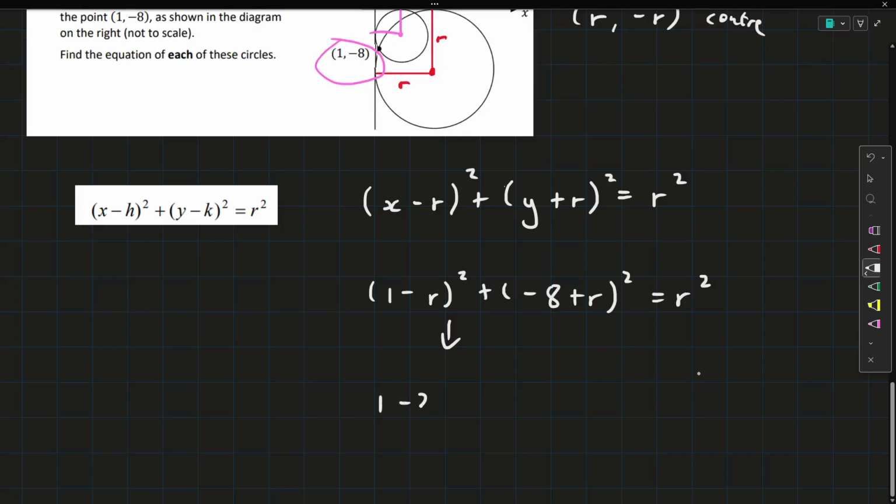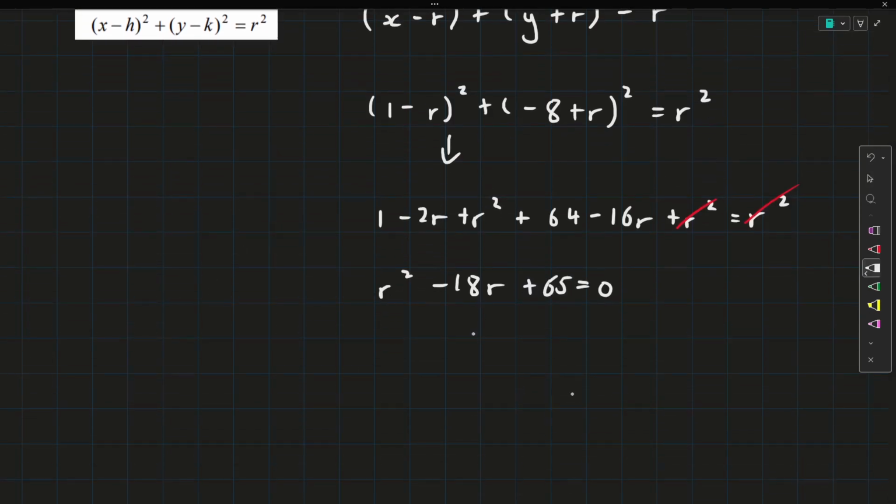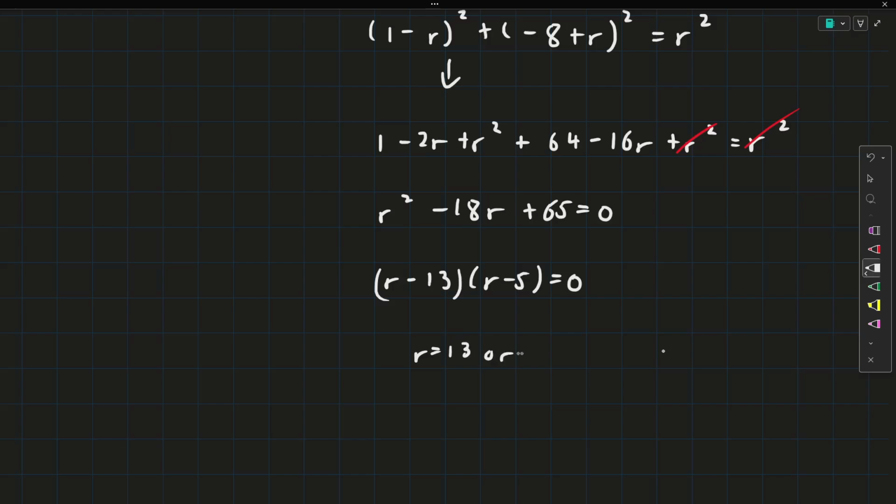So we'll have 1 minus 2r plus r squared when we multiply that out, and then plus 64 minus 16r plus r squared, and it's going to be equal to r squared. So these r squareds cancel out, which is nice. Then we'll get r squared minus 18r plus 65 equal to 0. 65 nicely factors into 13 multiplied by 5, and minus 13 minus 5 gives us minus 18. So we can factor this as r minus 13 multiplied by r minus 5, equal to 0. You can multiply that out and check that it does indeed work. And then you get that r is equal to 13 or r is equal to 5.